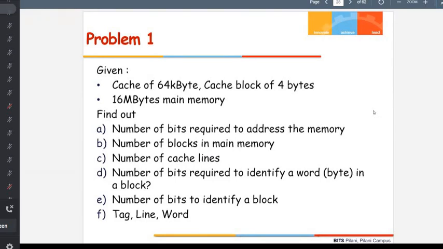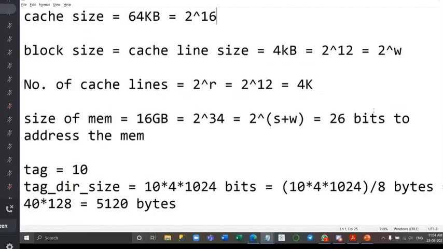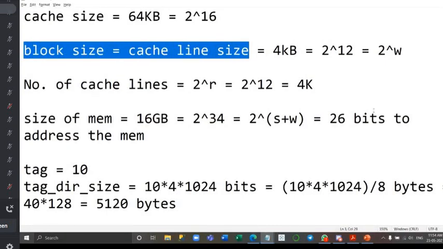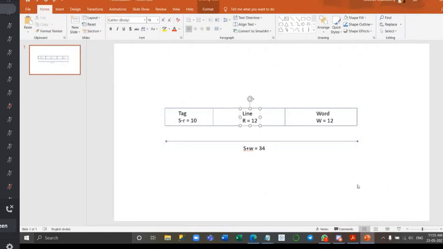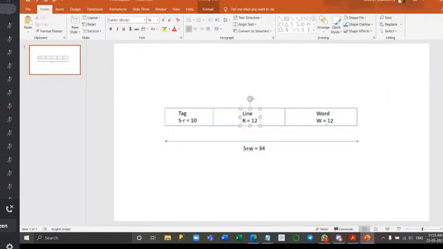Now, previously we were given a memory block size. Here we are given a cache block size. Cache block size, which is the cache line size, is equivalent to the memory block size. So here we are given it is 4 bytes. Right? 4 bytes means 2 to the power 2. So my W becomes 2.